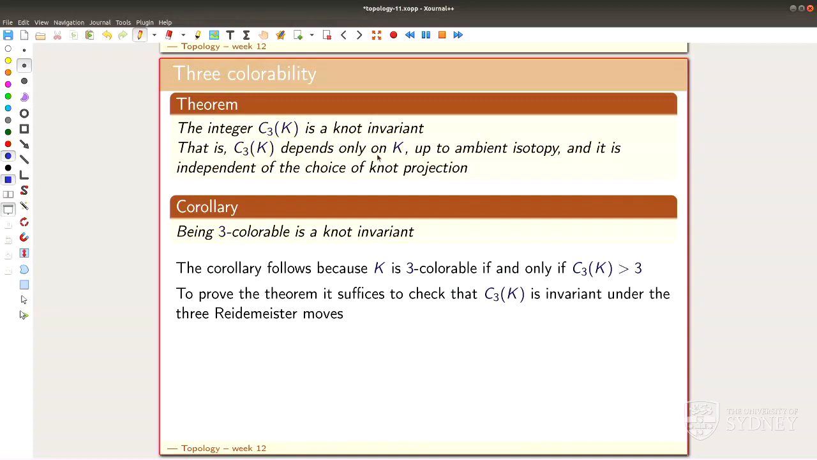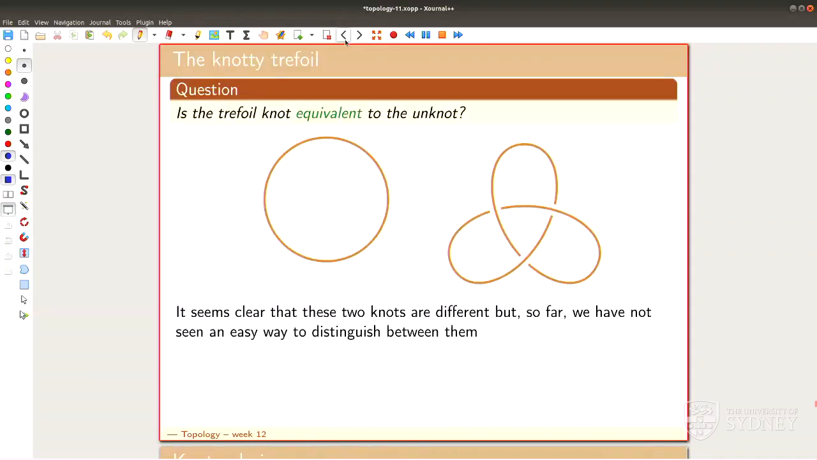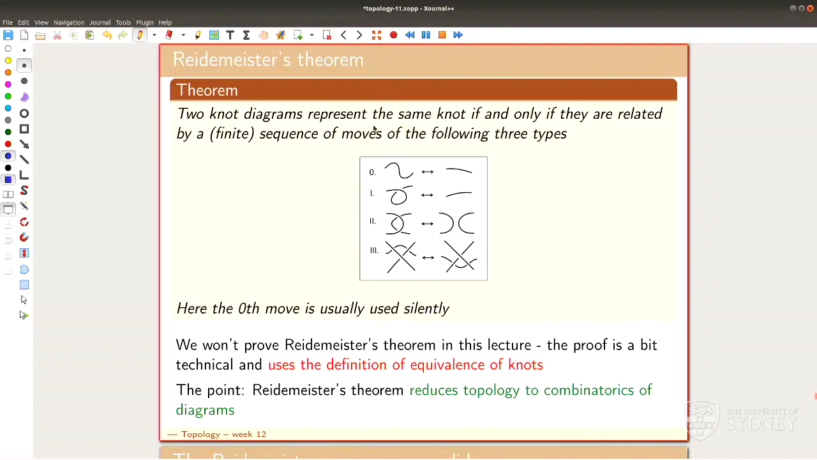You check that the invariant is invariant under the Reidemeister moves, which is the whole power, if you want, I will pull it up again because it's so great, of this theorem, that you only ever need to check those moves. Right? These determine the equivalence class of knots. So if your invariant is invariant under those, it doesn't change. You have proven that it's an invariant. And this is absolutely great. Why is that great? It's a completely local argument.